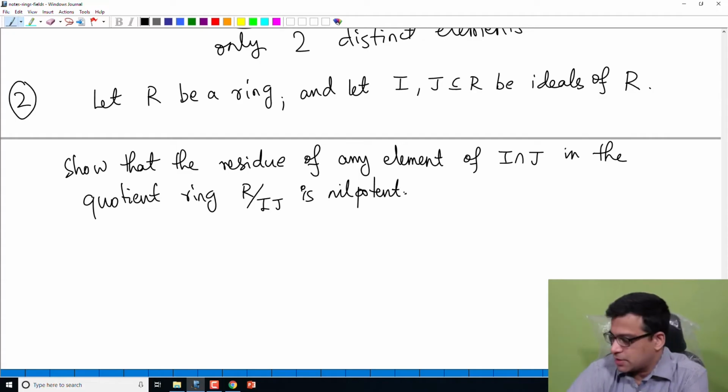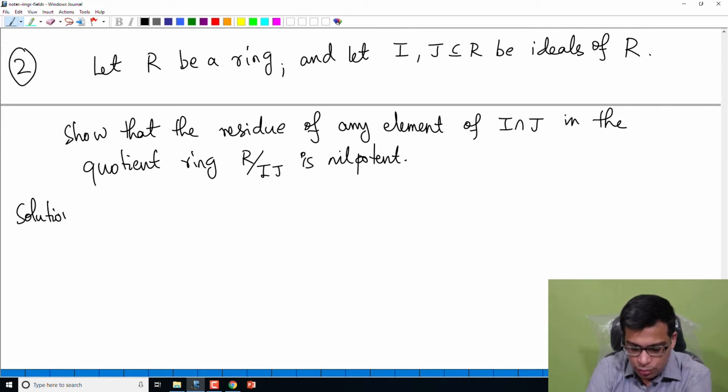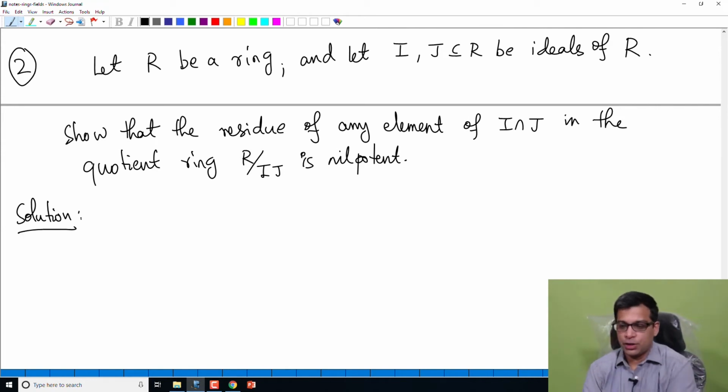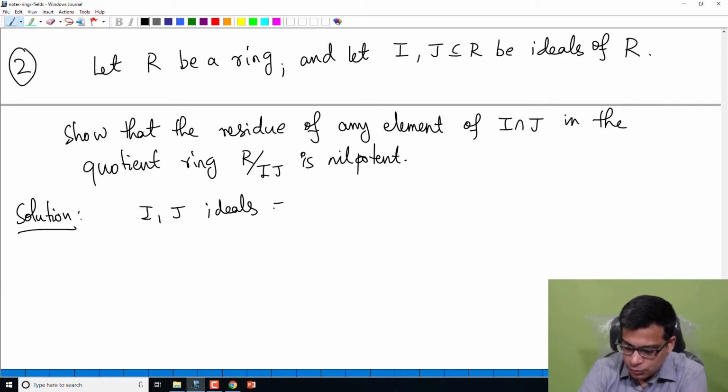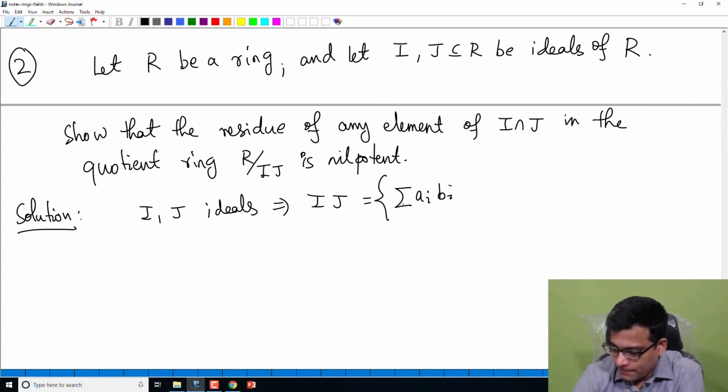Okay, so this requires a bit of an explanation. So let me carefully explain what I need to do here. So before I do the solution, remember, if I, J are ideals, this implies the product is also an ideal. In one of the earlier videos I defined the product of two ideals. So these are elements which are obtained by taking products of elements of I and J and adding any finite number of them.